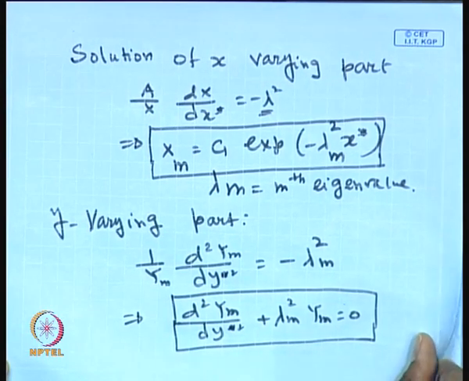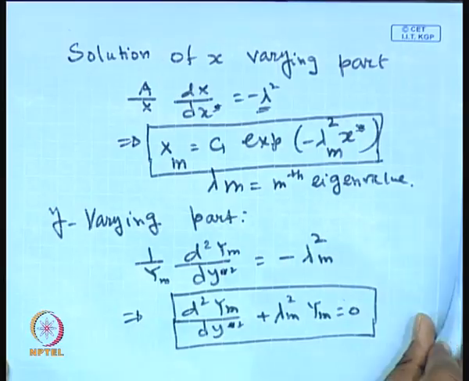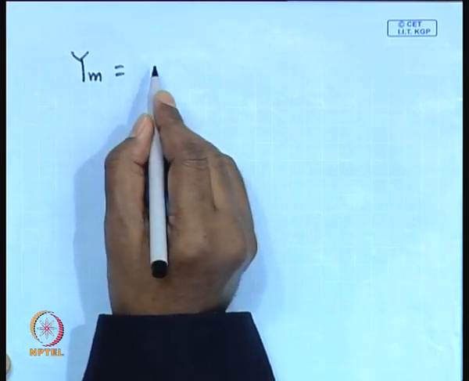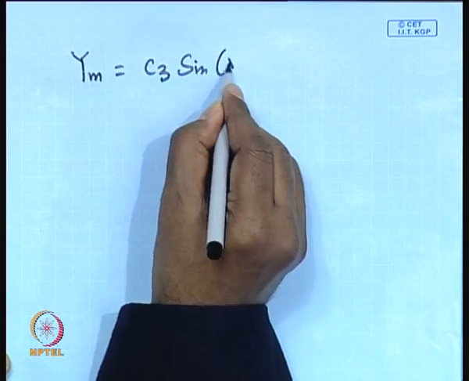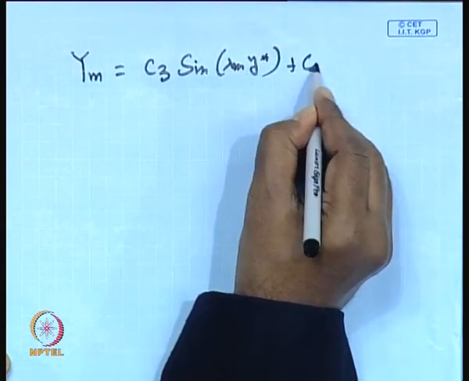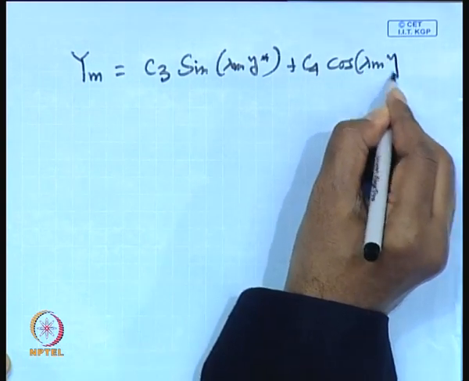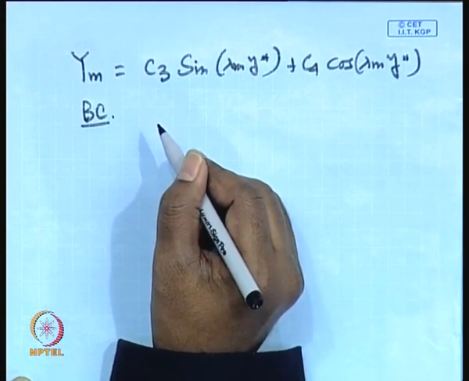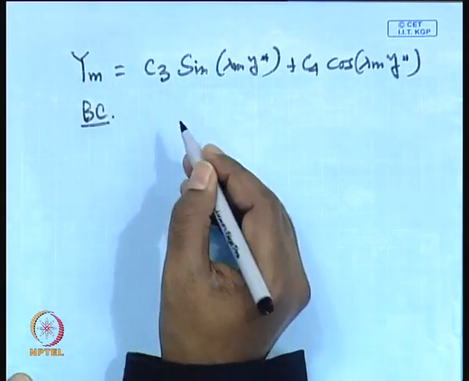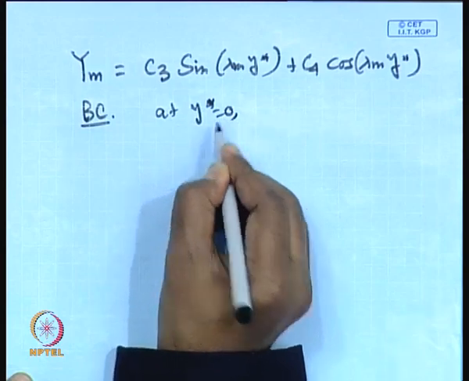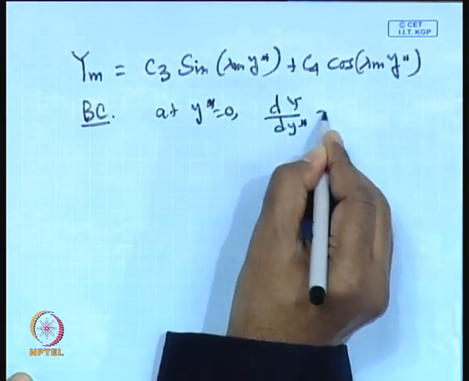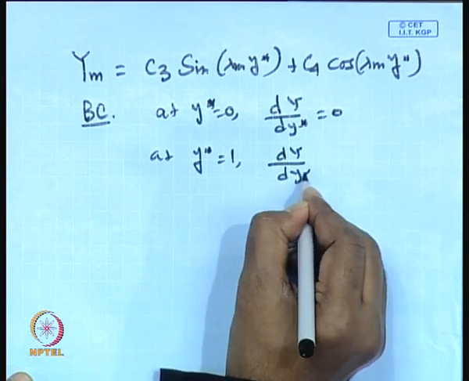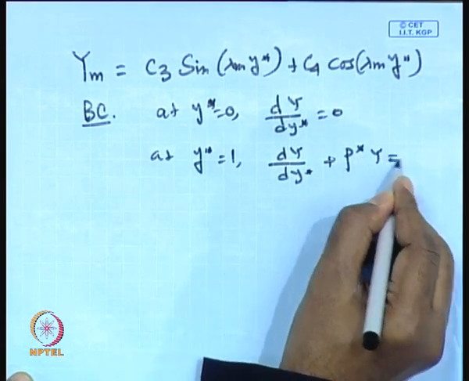Okay. And let us look into the boundary conditions. The solution of this equation is constituted by the sine and cosine functions, and Y m becomes, let us say, some constant c 3 sine lambda m y star plus another constant c 4 cosine lambda m y star. And what are the boundary conditions? The boundary conditions in the y direction of the original problem must be satisfied by this y varying part. That means, at y star is equal to 0, dY dy star will be equal to 0, and at y star is equal to 1, dY dy star plus p star Y will be equal to 0.